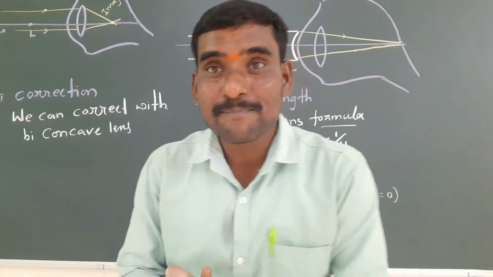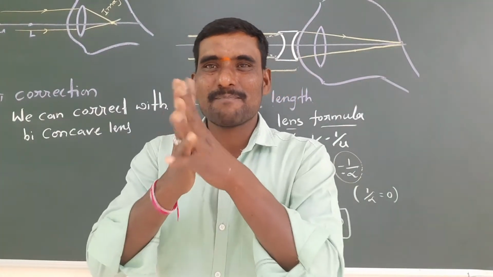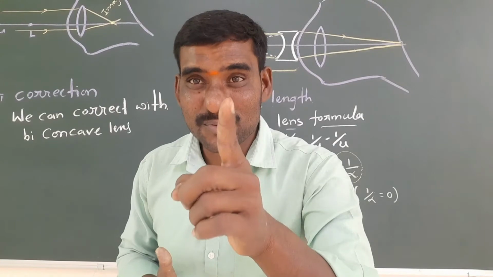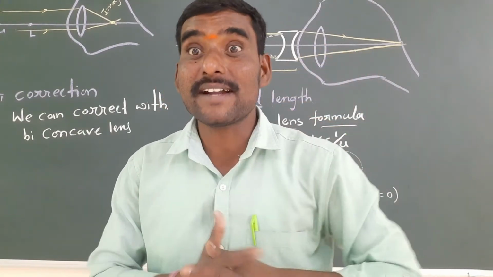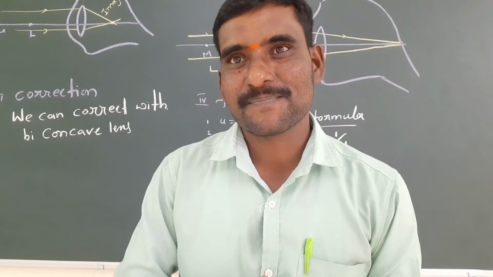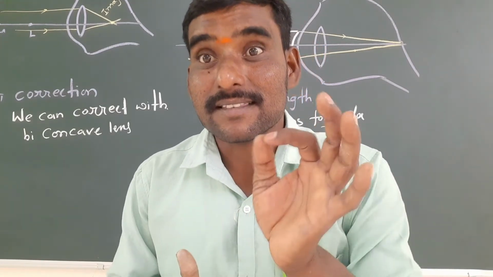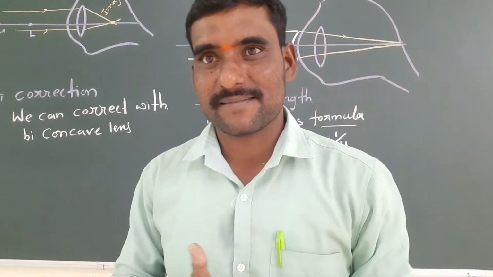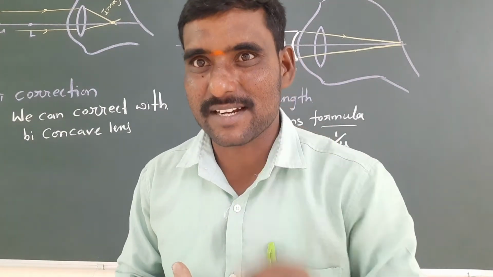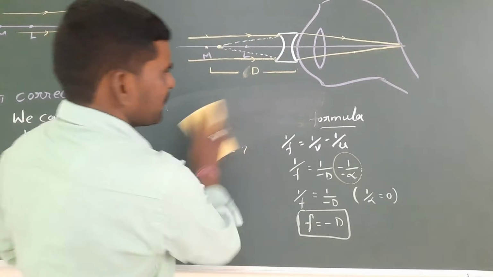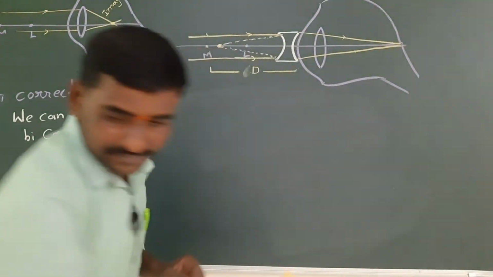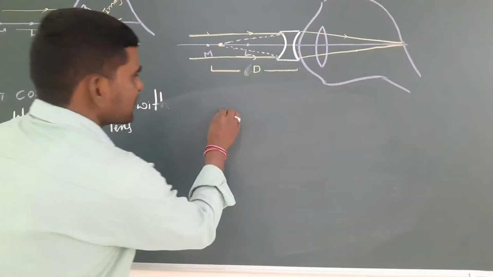Next, see, the doctor's prescription, they say your sight is 1.5, your sight is 2.2. What is that 2.2, 1.5? What is that sight? That is the power of your lens. See, the power of a lens, how can we find it? We can find the power of a lens very easily.